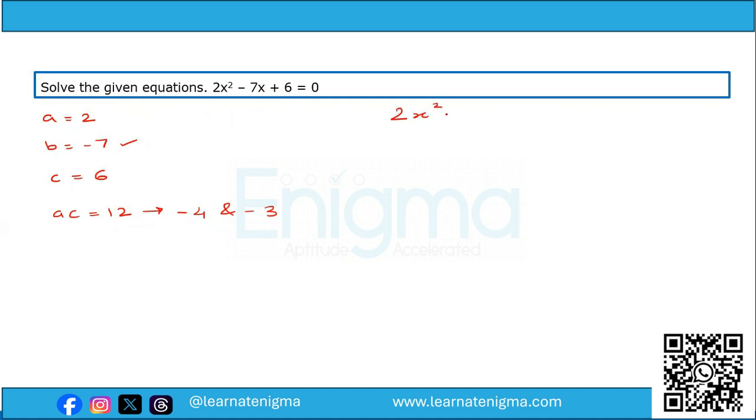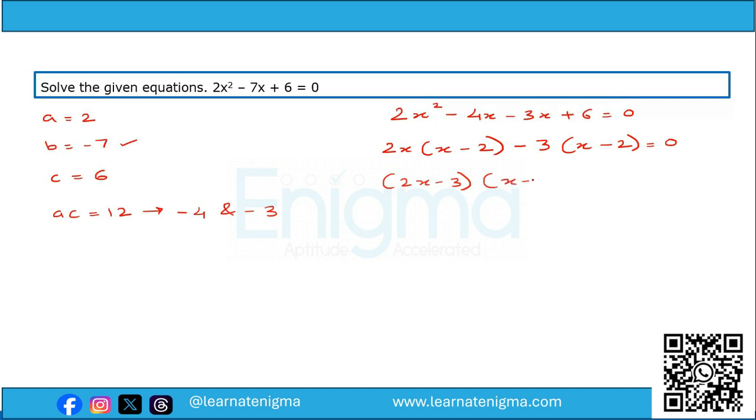So we have 2x² − 4x − 3x + 6 = 0. Taking 2x common, we have x − 2 in the bracket. Taking −3 common, we have x − 2 in the bracket again. So therefore we have (2x − 3)(x − 2) = 0.